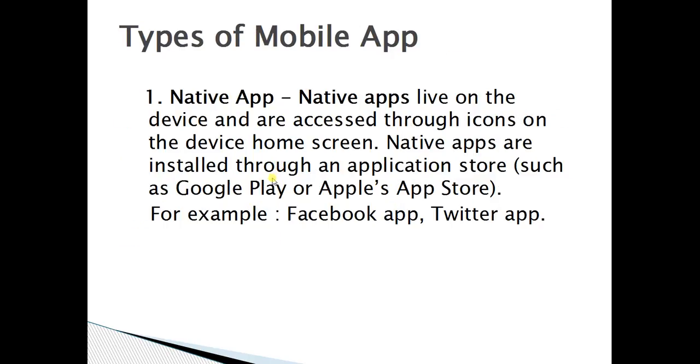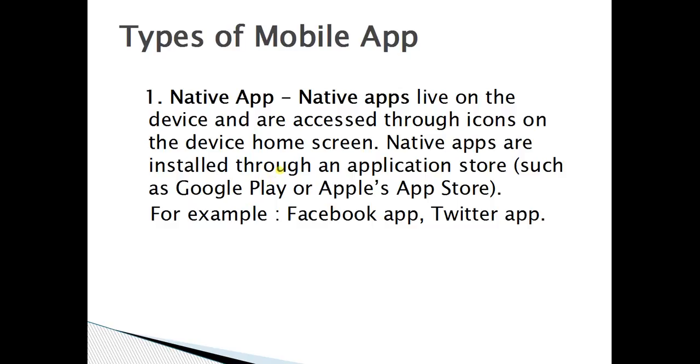Now there are different types of mobile apps on which we perform testing. The first type is a native app. Native apps live on the device and are accessed through icons on the device home screens. They are installed through an application store such as Google Play or the Apple Store, depending on what platform you are using, either an iOS device or an Android device. Examples of native apps are the Facebook application, Twitter app, WhatsApp, whatever application you download from the Play Store.